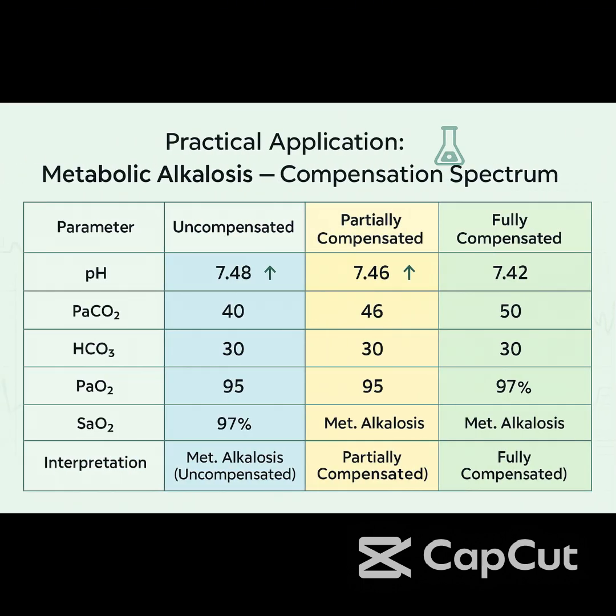Let's take a look at metabolic alkalosis across its compensation stages. In the uncompensated case, the pH is elevated at 7.48, and the bicarbonate is high at 30. PaCO2 is still normal, meaning the lungs haven't started responding yet. This is classic acute metabolic alkalosis.